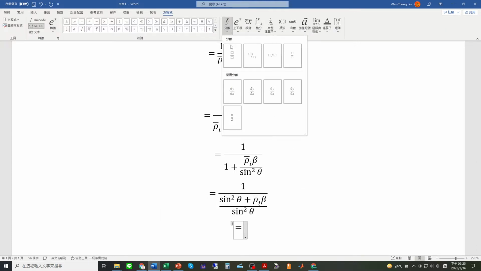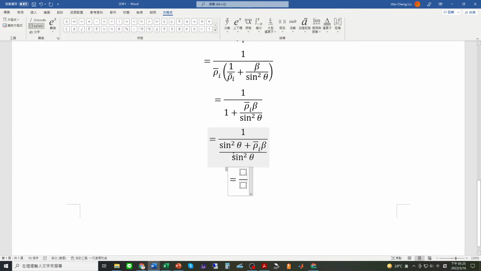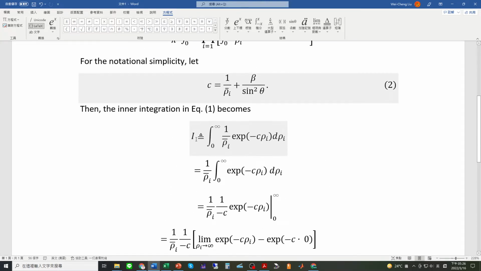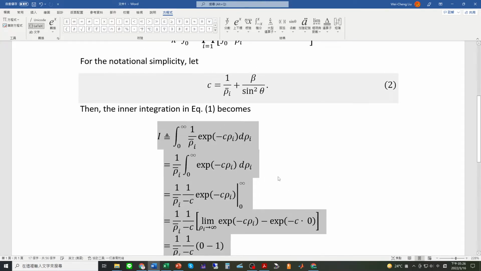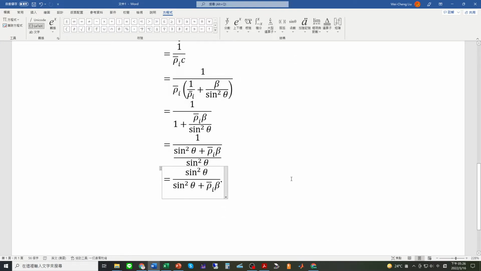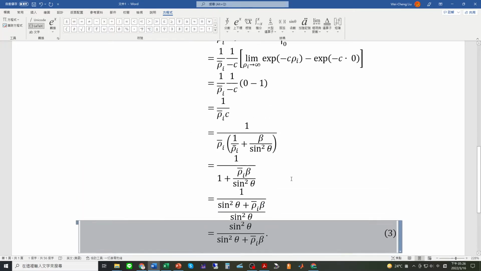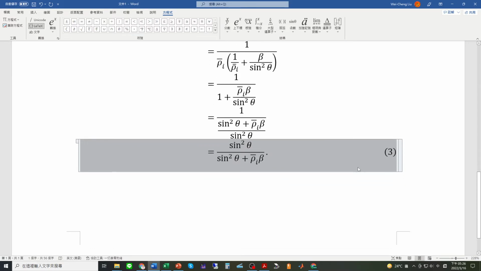And this is equal to the reciprocal of the denominator. That is sine squared theta over sine squared theta plus rho bar I times beta. Like this. Okay, perfect.